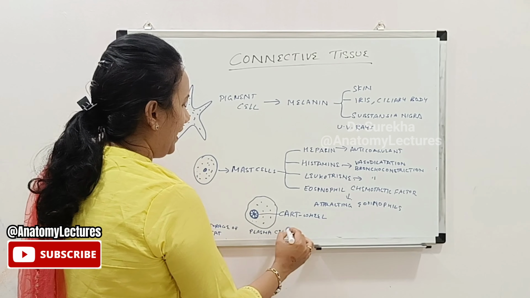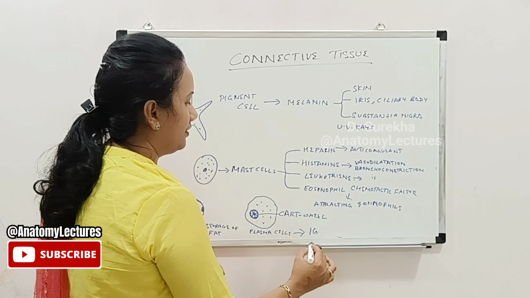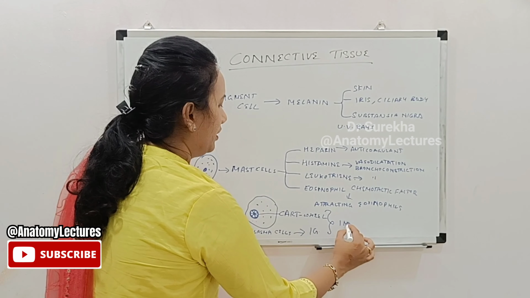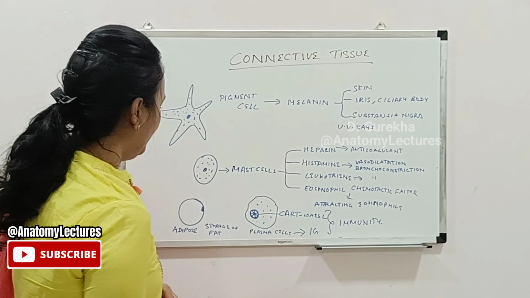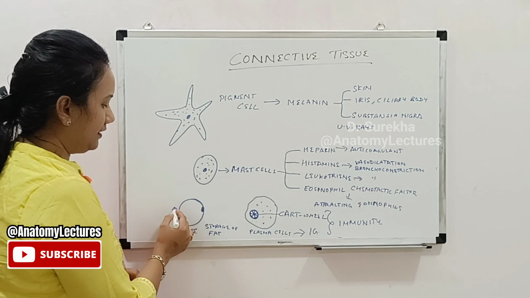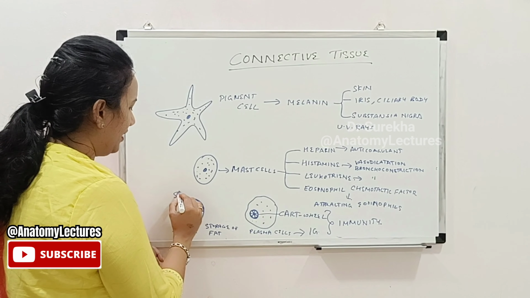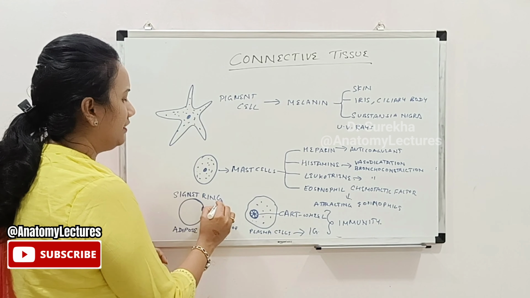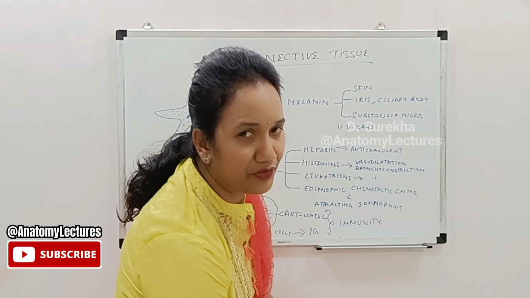So this plasma cell stores the immunoglobulins. So it has got a function in the immunity. Okay, and this particular appearance of this adipose cell is called the signet ring appearance. Okay, so these are the different types of cells we see in the connective tissue.